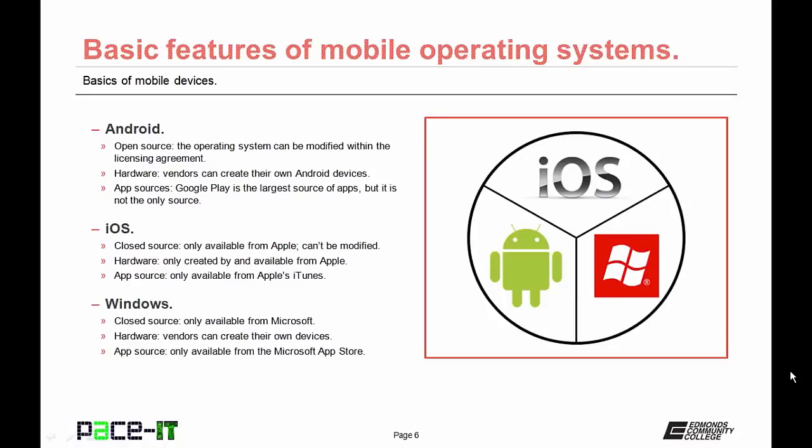Now let's move on to a brief discussion of Windows. Windows does have a mobile operating system. It's closed source as well. It's only available from Microsoft. But your hardware options are more than what's available with iOS, as vendors can create their own devices. The only readily available source of apps is from Microsoft, though. So it's kind of a combination of the open source and the closed source ecosystem.